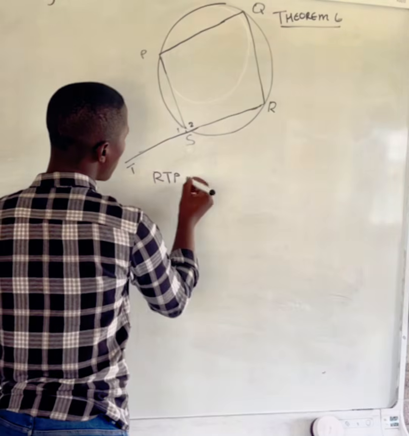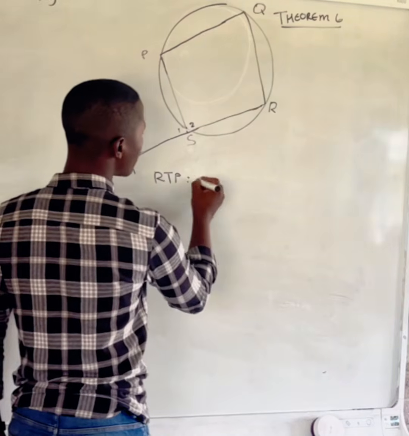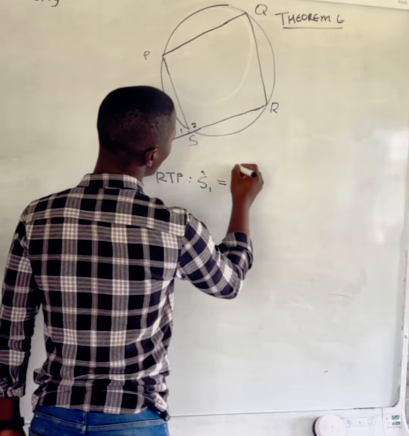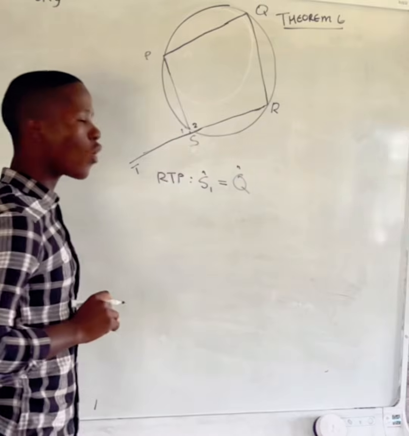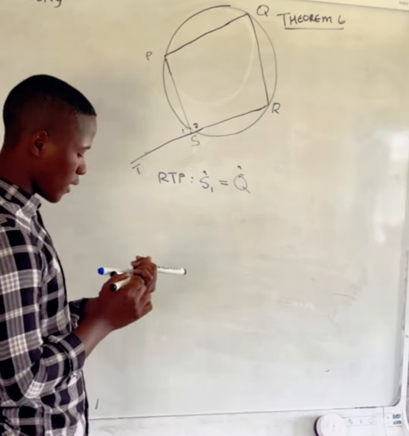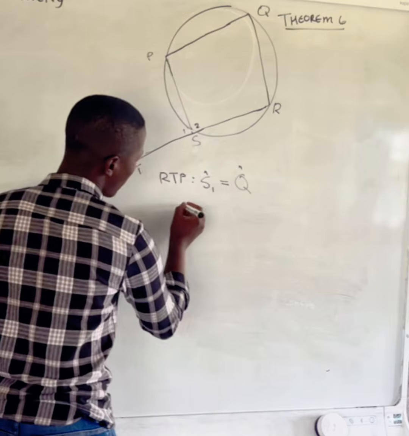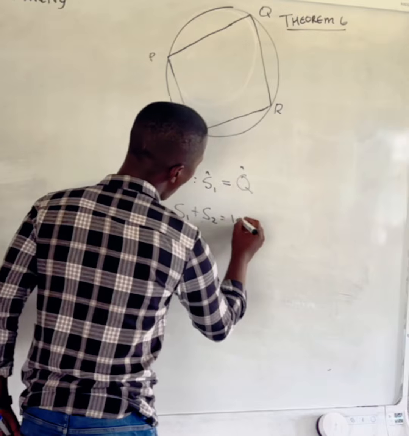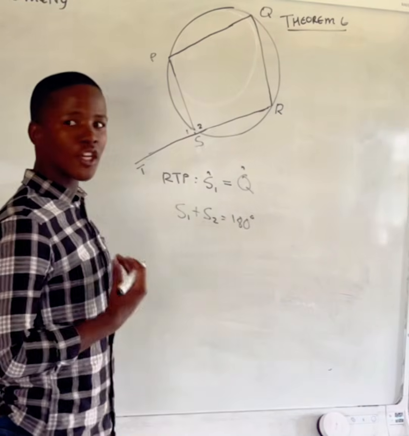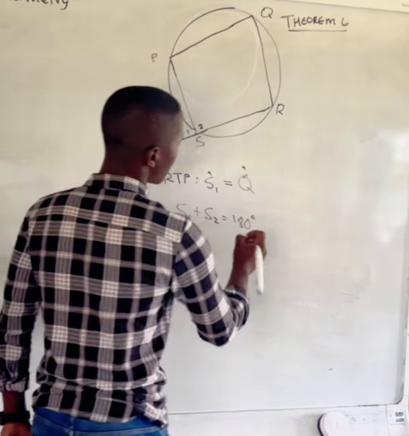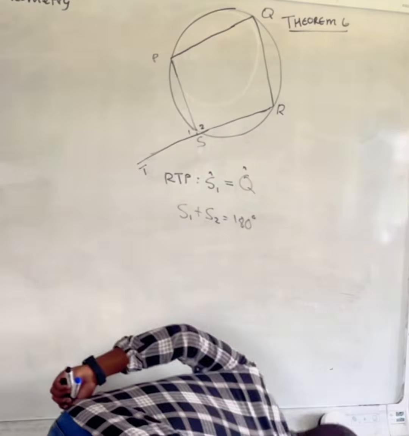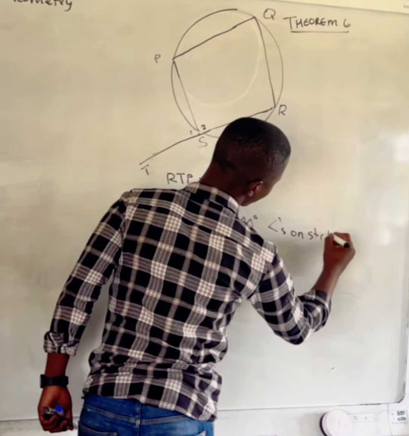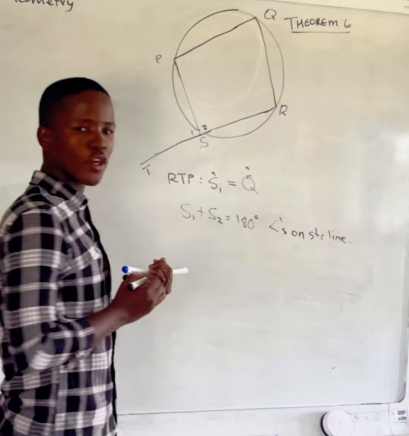to prove. What are we required to prove? We are required to prove that your angle S1 is equal to your angle Q. So this is where we are going to start. We are going to start by saying your angle S1 plus your angle S2 is equal to 180 degrees. And the reason for this one is, these are angles on a straight line.